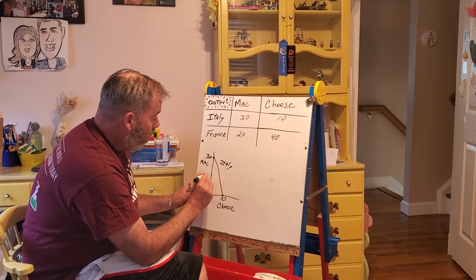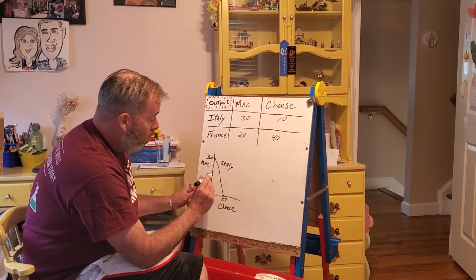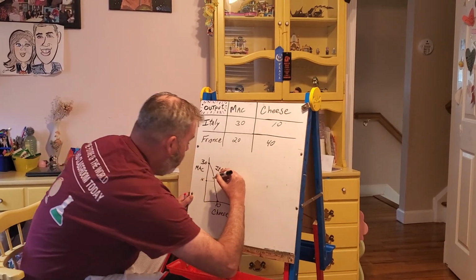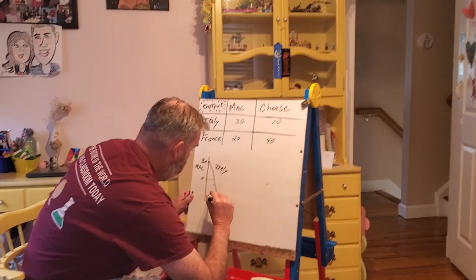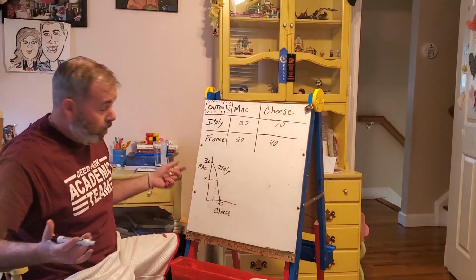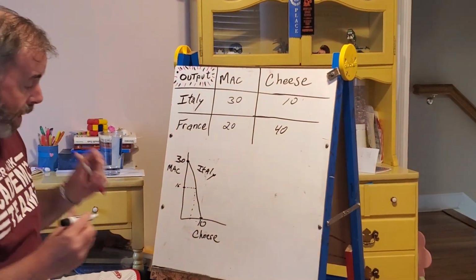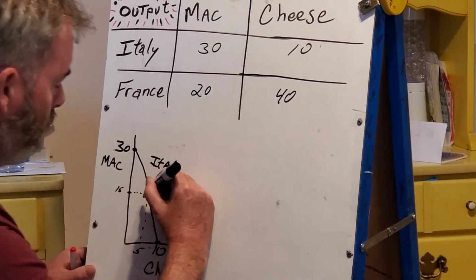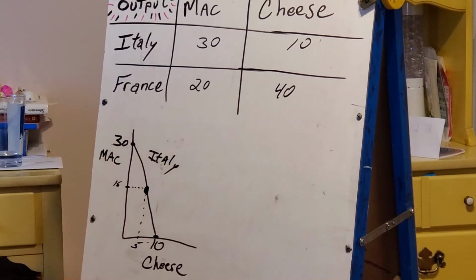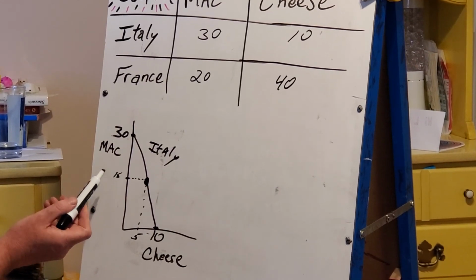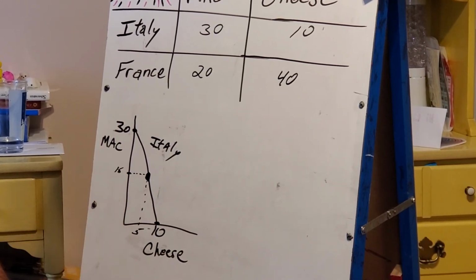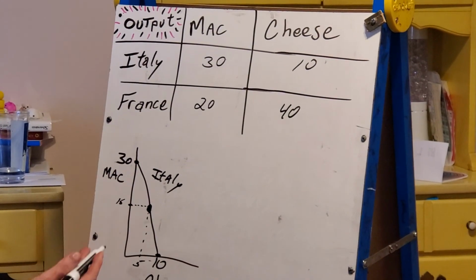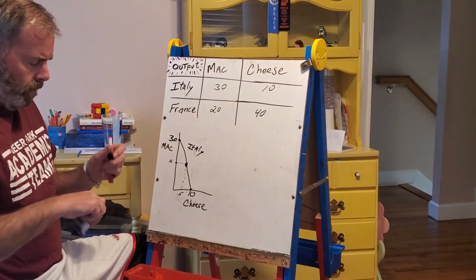It also works this way. Could Italy produce half of each? Of course, they could. Could Italy produce 15 units of mac? Yes. But then it would be using about half of its resources to produce half of what it can for mac. So then the other half of the resources could be devoted to cheese. And so, just bear with me with my graph, but you could see Italy could produce 15 units of mac, for example, and 5 units of cheese, or any combination that lies within this production possibilities curve.